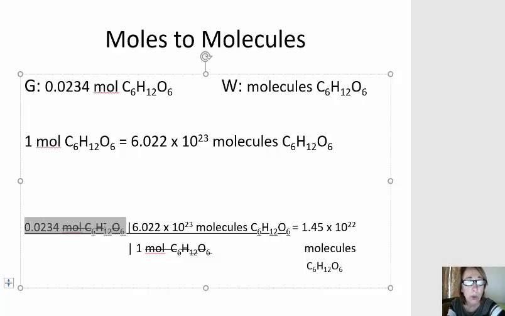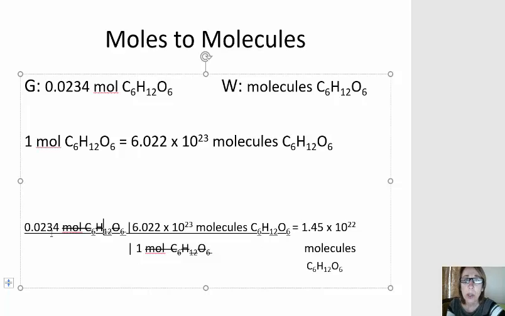So we start off with what we're converting from, the moles of glucose, and arrange our conversion factor such that the moles of glucose is in the denominator, because that's what we want to cancel out. And then the 6.022 times 10 to the 23 goes in the numerator. I make sure that my units cancel out, my moles of glucose cancel out, and I'm left with units of molecules of glucose, which is what I'm solving for.